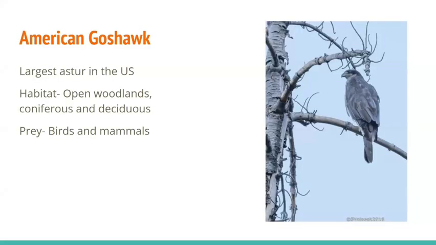All right, last but not least is the American goshawk. This is the largest and the rarest of our accipiters in the US. For habitat, they typically prefer open woodlands, coniferous or deciduous, especially old growth forest. Their prey is primarily larger birds. They'll often target grouse and mammals, including snowshoe hare. So they're big, powerful birds that will go after larger, more powerful prey.